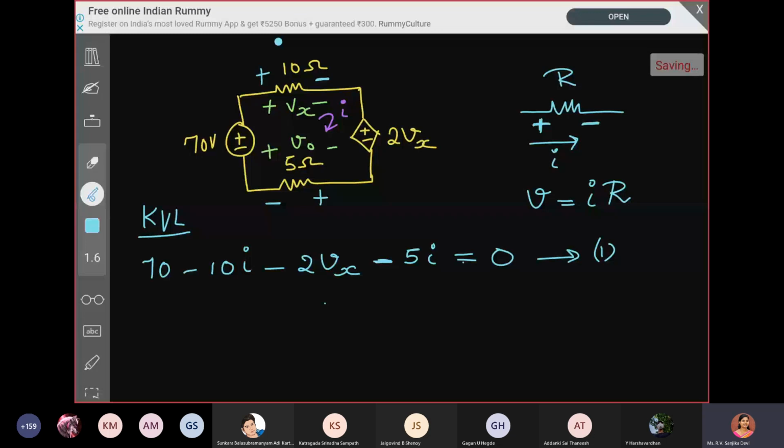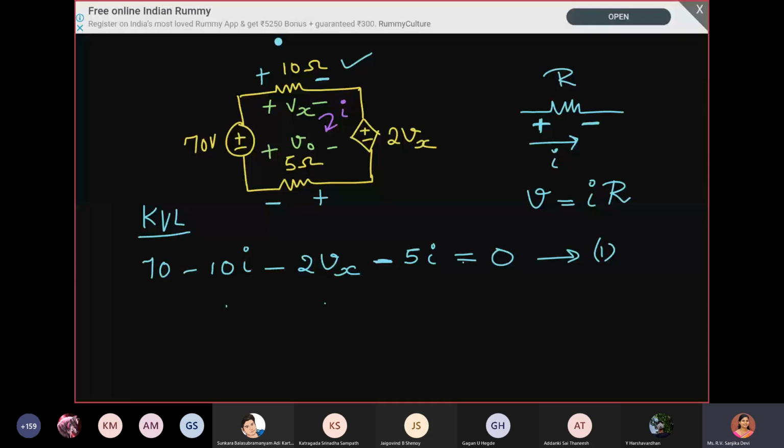Now you see here for the Vx part, the polarity of Vx and the polarity what we have considered are exactly the same, right? For the 10 ohm resistor. If you observe the 10 ohm resistor, the polarity we have considered when the current is flowing through it and the polarity they have given, both are the same. So we can directly write Vx is equal to 10 times I, because the polarities are exactly matching. So Vx is equal to 10I. That will be equation number 2.